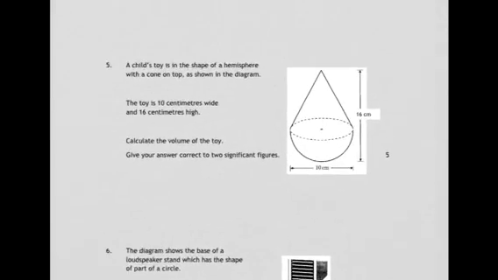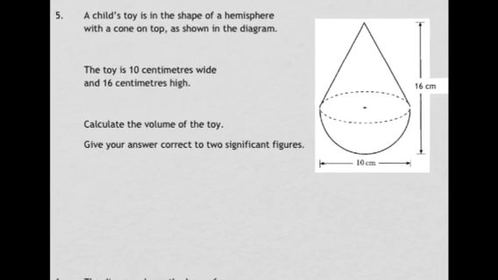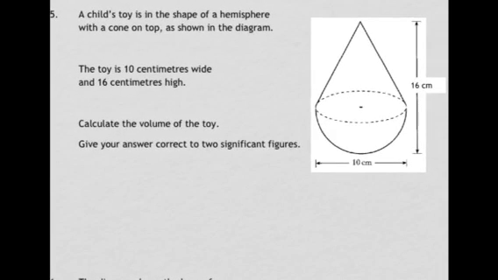If we go to question 5, a child's toy is in the shape of a hemisphere, that's half a sphere, with a cone on the top shown. It's 10 centimetres wide and it's 16 centimetres high. All that information is on the diagram there. Calculate the volume of the toy. So we have a cone plus a hemisphere. Let me draw that a bit better.